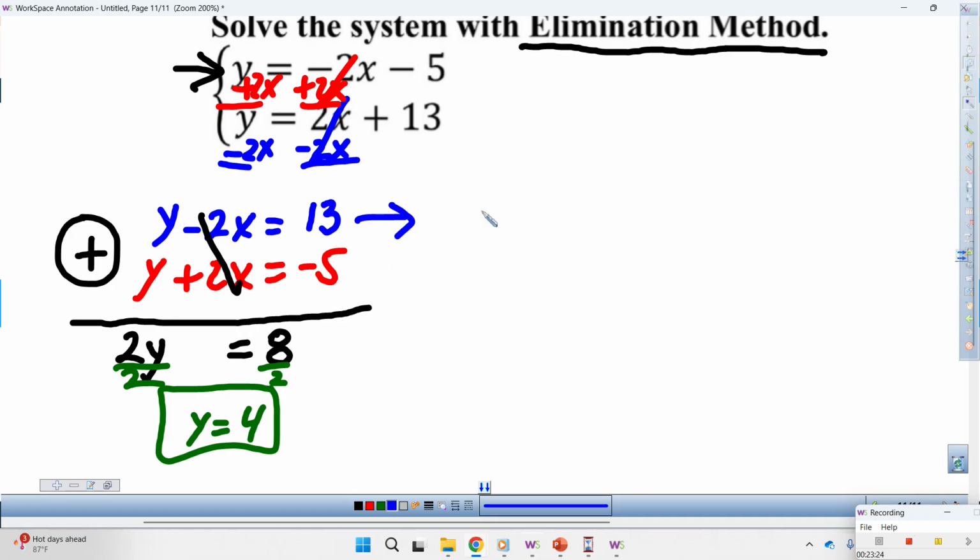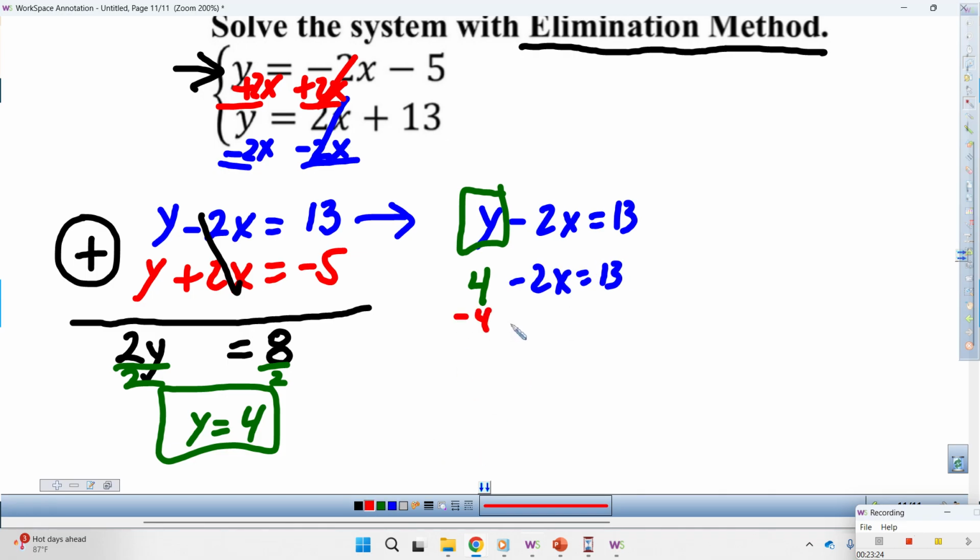I'm going to rewrite it over here. Y minus 2x equals 13. But instead of y, what do we write there, guys? 4. Bring down the negative 2x equals 13. And let's solve. Minus 4, minus 4. Negative 2x equals 9. Divide by negative 2, divide by negative 2.